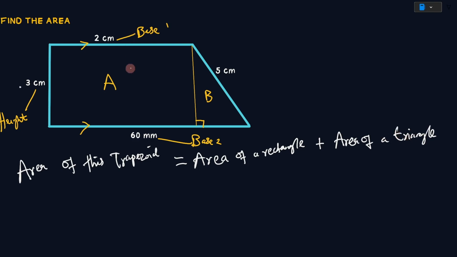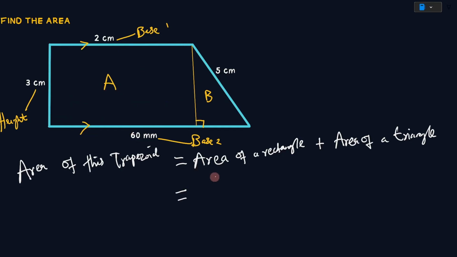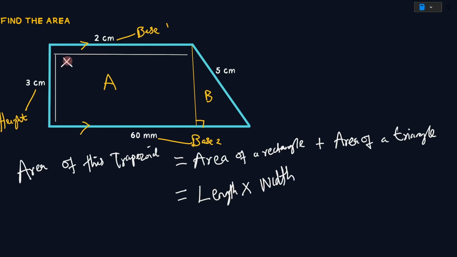So when we sum these two areas, the area of a rectangle and the area of a triangle, because we have decomposed this into two shapes, shape 1 and 2, we can get the area of this entire shape, the trapezoid. Area of a rectangle is length multiplied by the width. This very length multiplied by this width. So when we multiply these two together, we'll get the area of this shape.